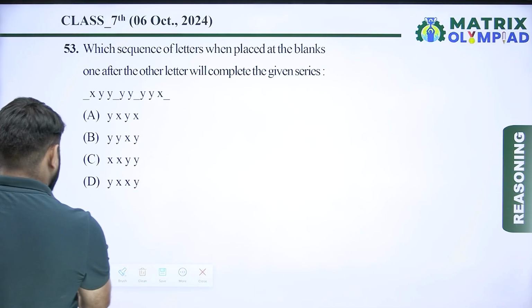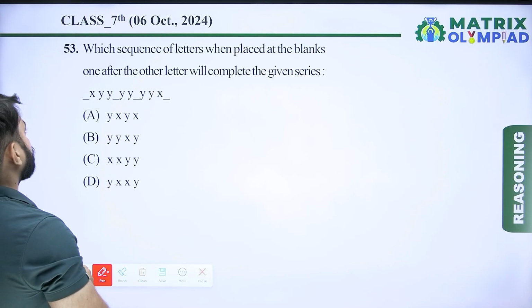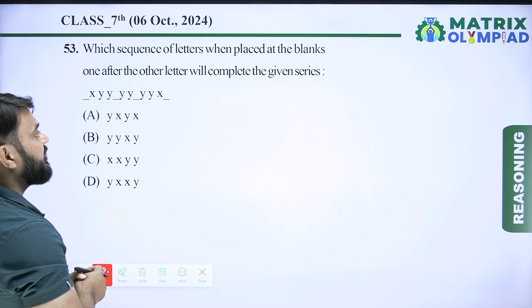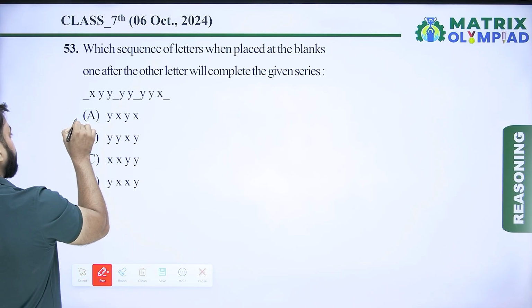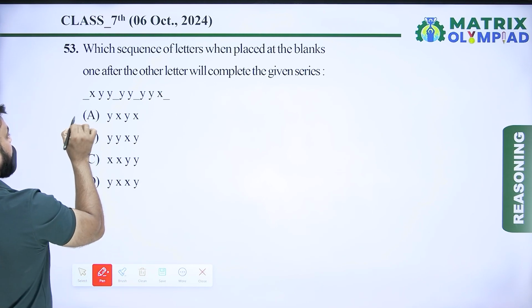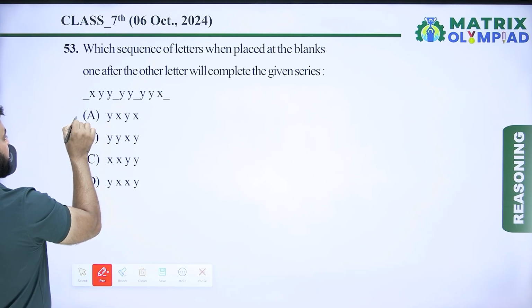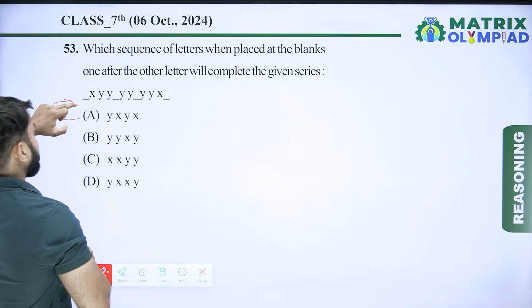Now the next question is question number 53. Which sequence of letters, when placed at the blanks one after the other, will complete the given series? In such questions, first put the options in the question, then check the defined pattern. So according to the question, first taking option A.